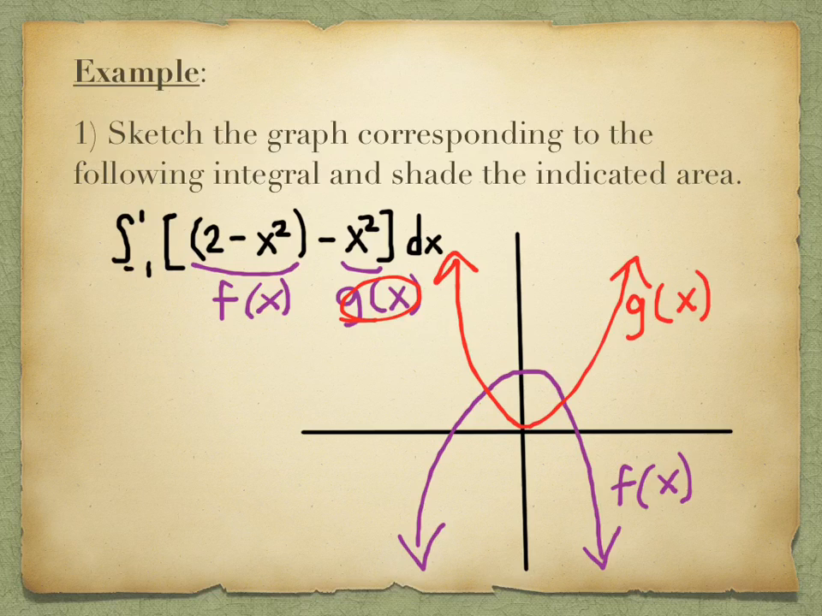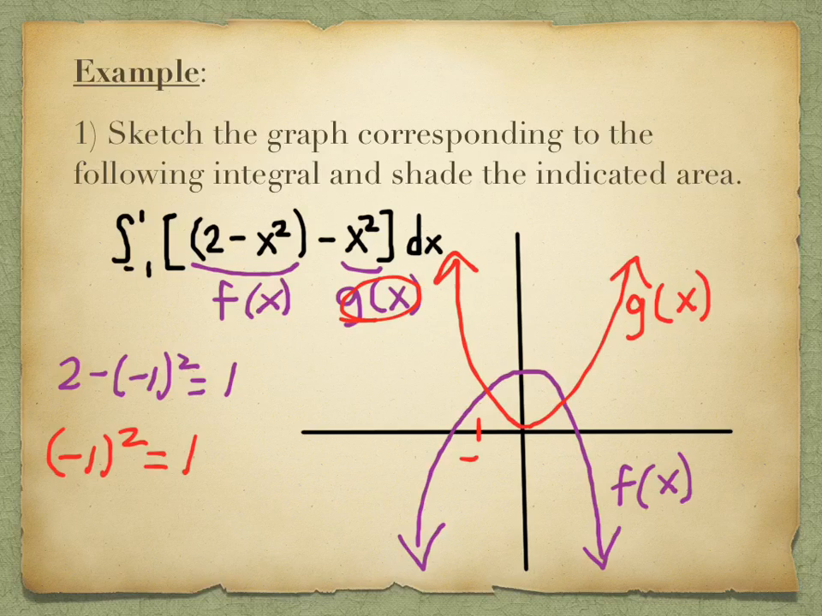So it says, sketch the graph corresponding to the following integral and shade the indicated area. Well, we would want to make sure, but if you do make sure by plugging in -1, what is 2 minus -1 squared? In other words, if you plug it into f of x, what do you get? 1. And then what is -1 squared if you plug it into g of x? 1. So at x equals -1, both of these have y values of +1. They actually do cross right there at that corner.